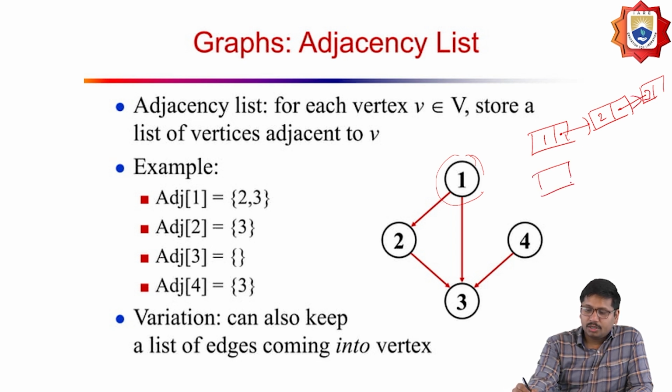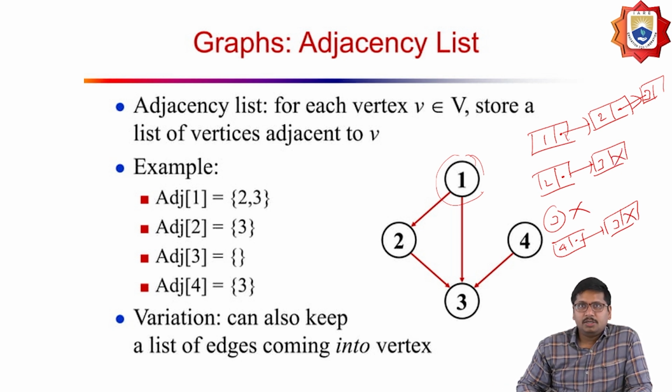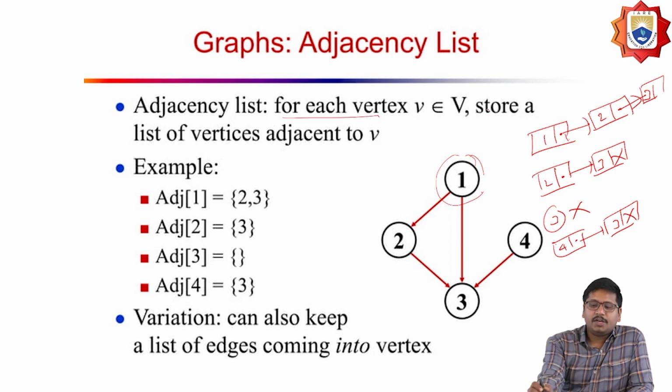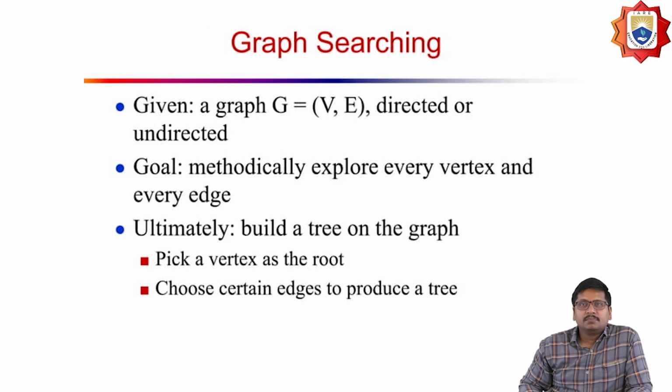Similarly, if I consider 2, what are the edges that are connected? 2 to 3. For 3 there is no edge, and then 4, 4 to 3. So like this you are going to represent the linked list representation of the graph as well. In an adjacency list, for each vertex we store a list of vertices that are adjacent to it. So adjacent to 1 is 2 and 3, and 4 should be 3. The variation can also be to keep a list of edges coming into a vertex.